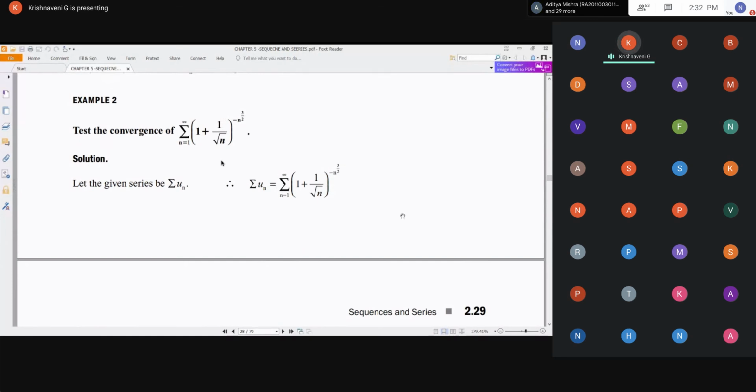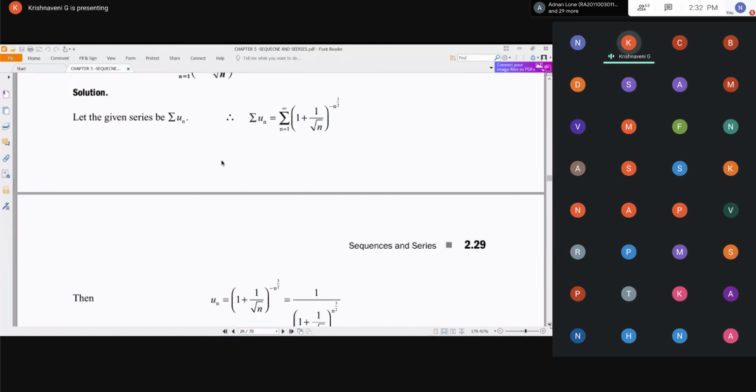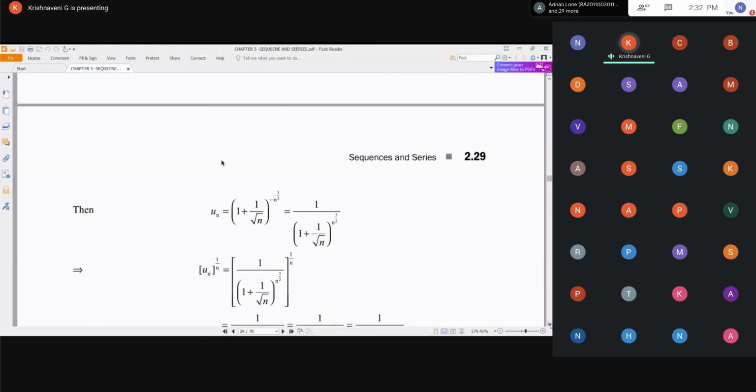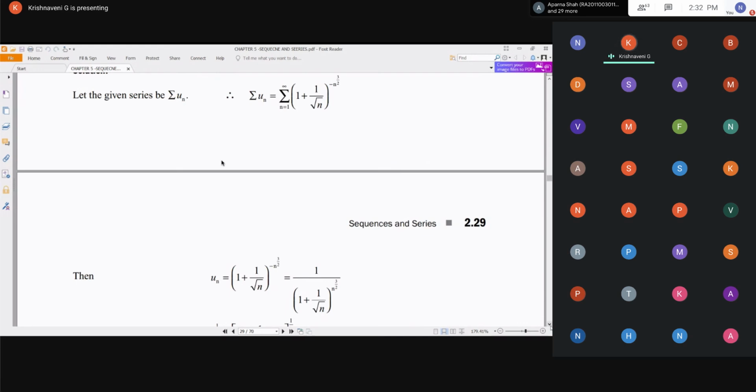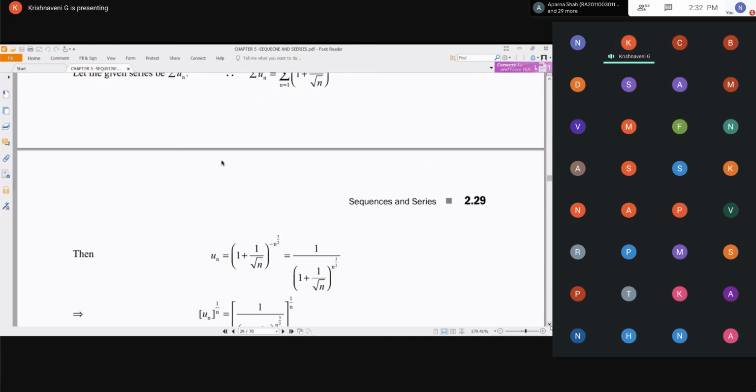u_n summation u_n is this one, and then what we have to do? We have to apply u_n whole power 1 by n. Before that, if we do this calculation, we can easily simplify. 1 plus 1 by root n can be written with power minus n squared, n power 3 by 2 is there. We can write it as 1 divided by n power 3 by 2, in the positive term.